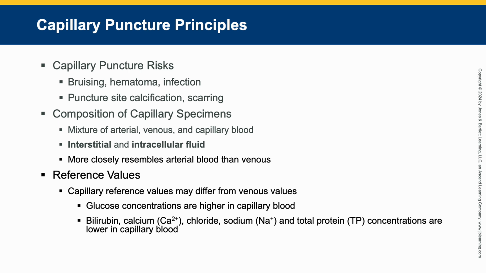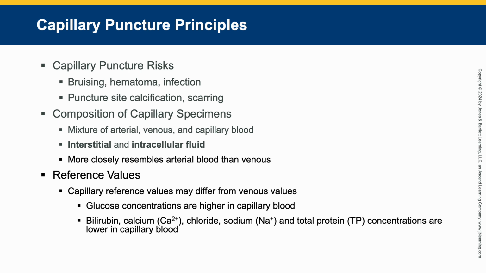The reason why the composition is important is because when you stick somebody's finger, you are not just getting capillary blood. That's not all there is. There is also interstitial and intracellular fluid mixed in there. This is one of the reasons why when we stick the finger, the first drop that comes out, we are going to wipe it away, because that drop has a lot of tissue fluid in it. We are going to then collect every drop after that. Okay?